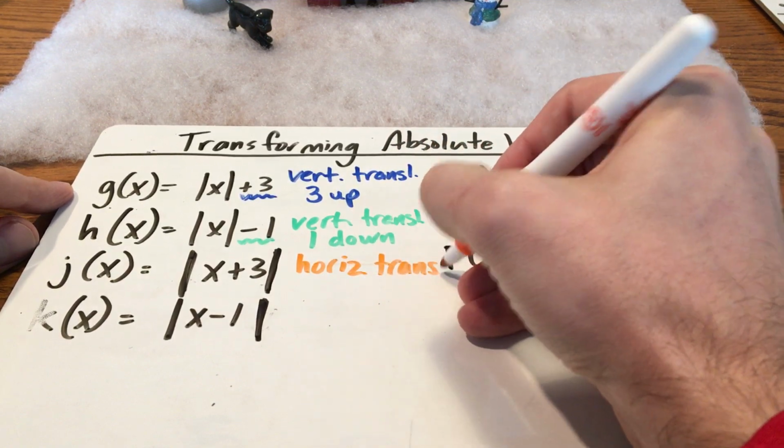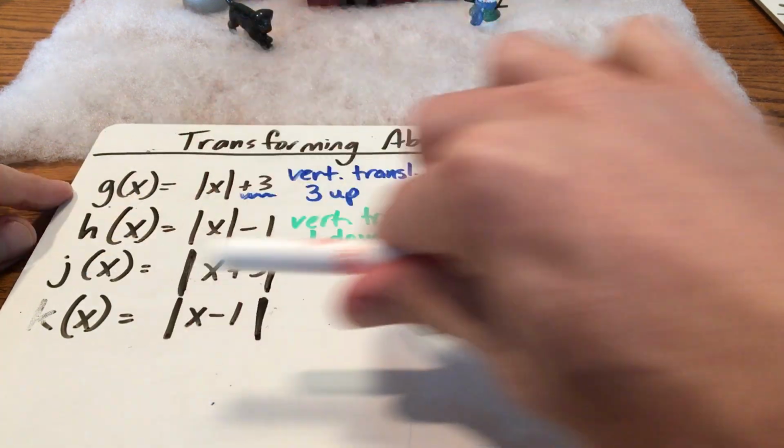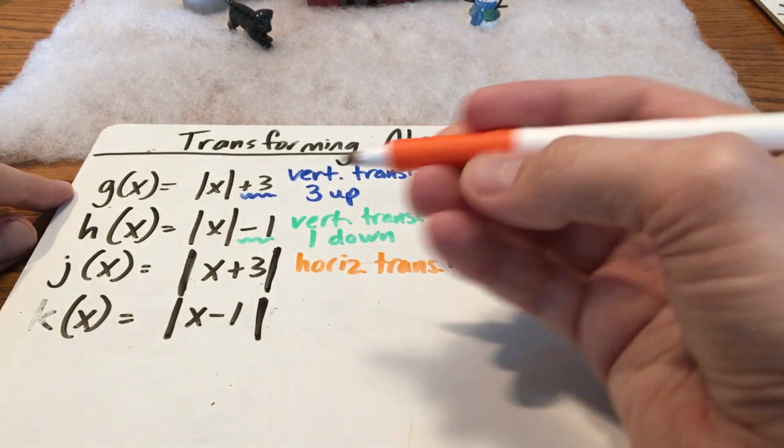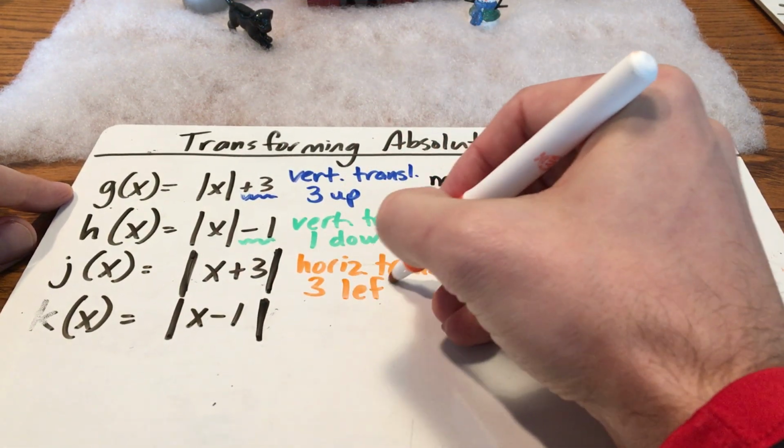And remember, these are always the opposite of what they look. It looks like +3, and you would think, oh, +3 is going to go 3 to the right. Nope. It's always the opposite. +3 actually goes 3 to the left. We did that lesson a while ago, maybe a week ago or so.